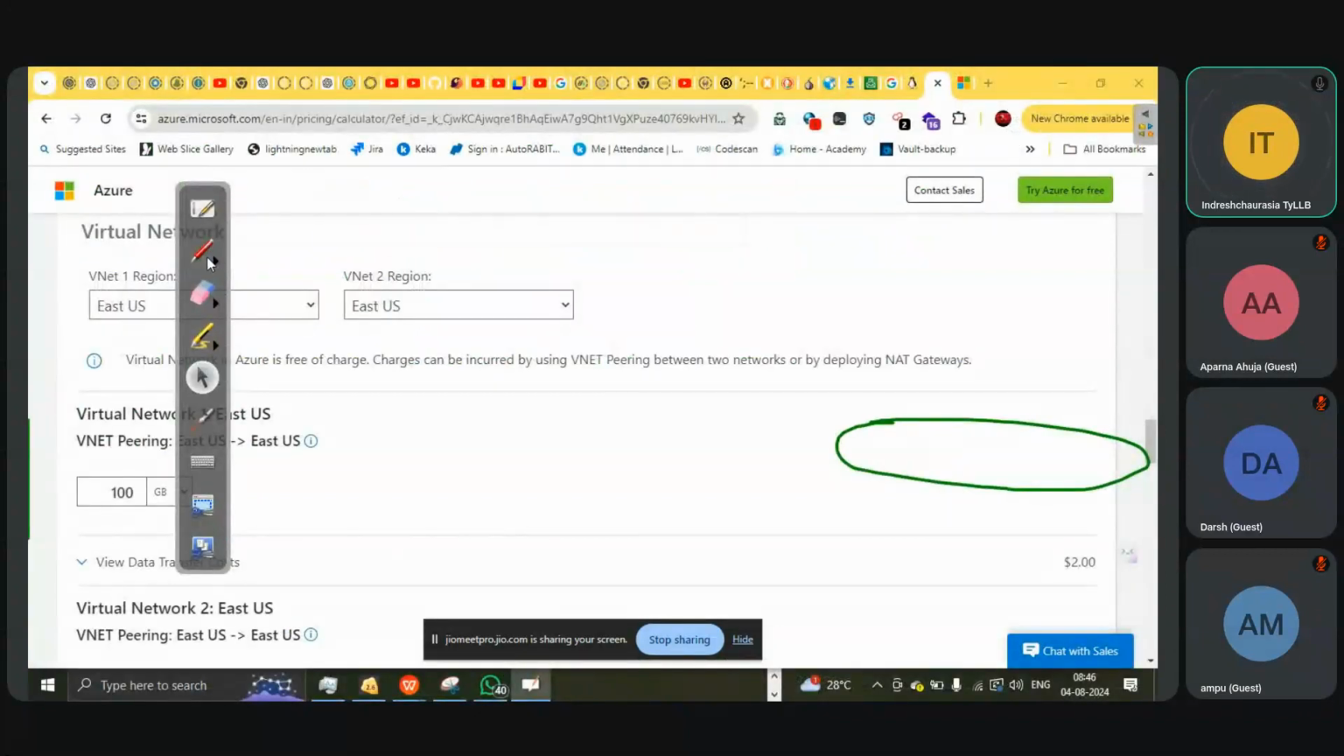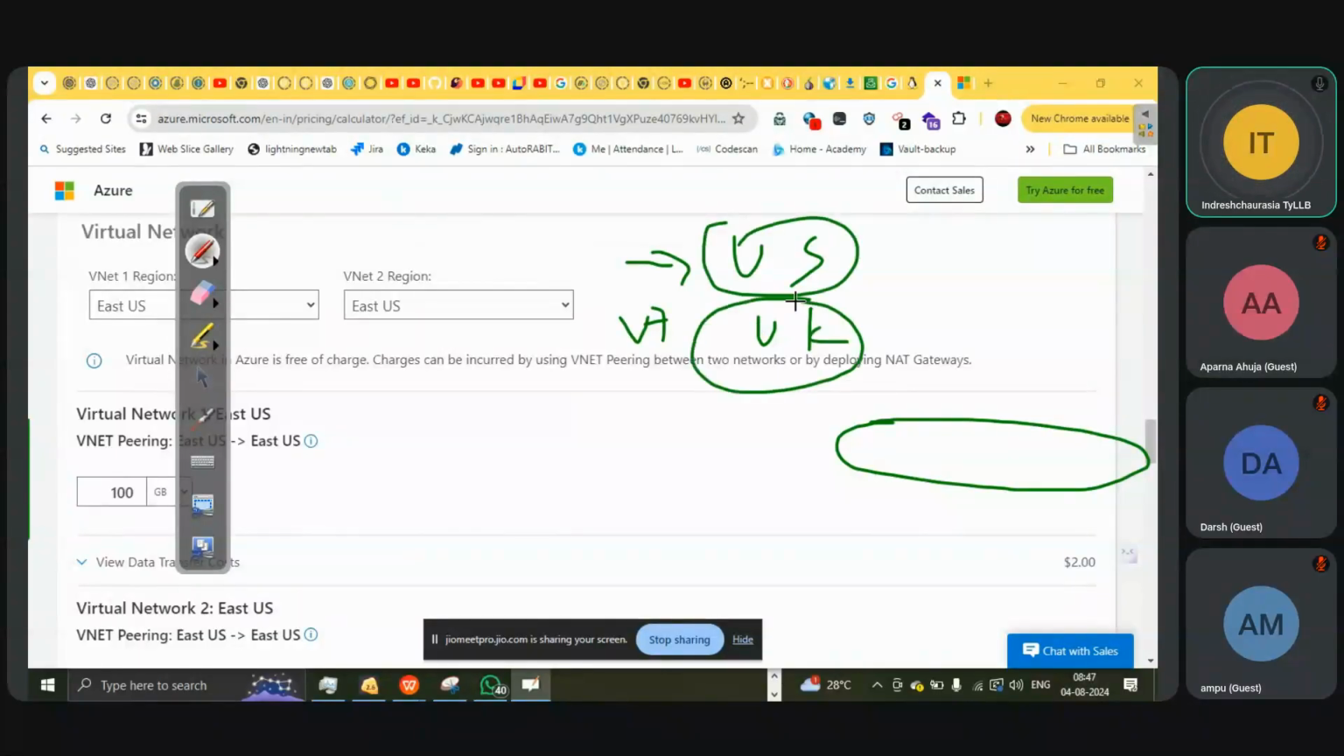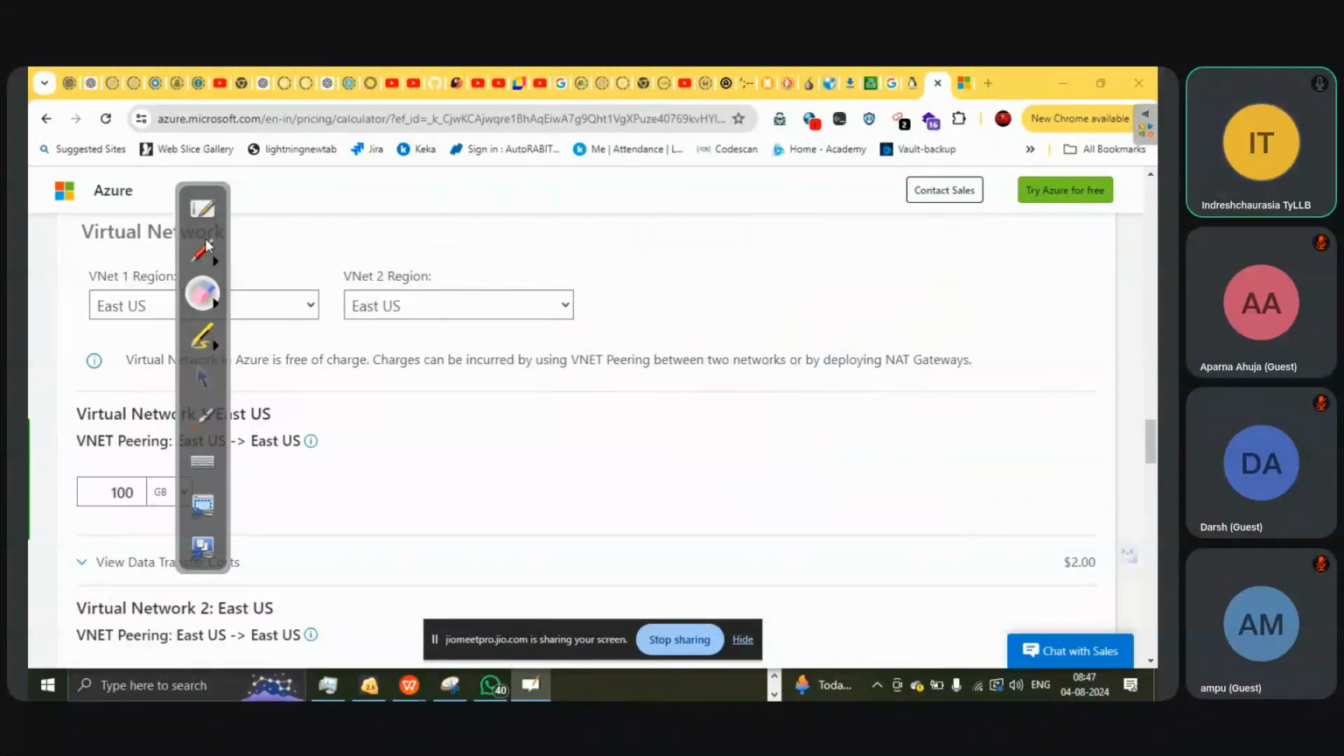Suppose I'm selecting the region US, and I'm selecting a virtual network in the UK, will it be possible? No, sir. Obviously, these two are different, because I'm selecting the region US, so I will set up a network in the US. I cannot set up the network in the UK. So you have to be careful with all these things.